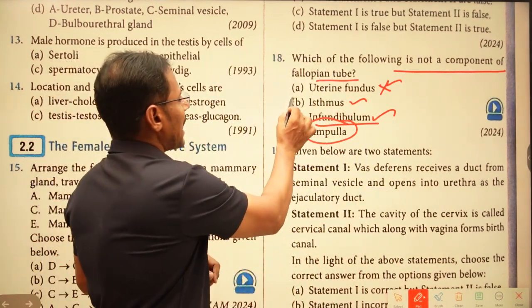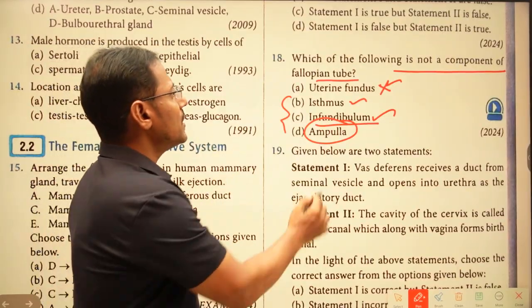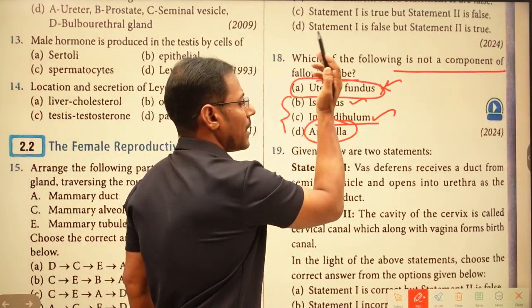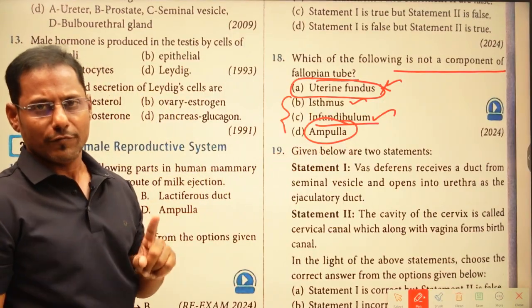So these three are the parts of the fallopian tube. Now this is the only one that is not part of the fallopian tube. So this is the question asked in the 2024 examination.